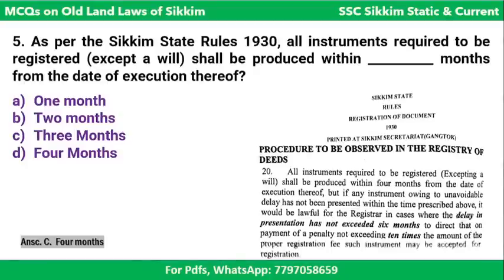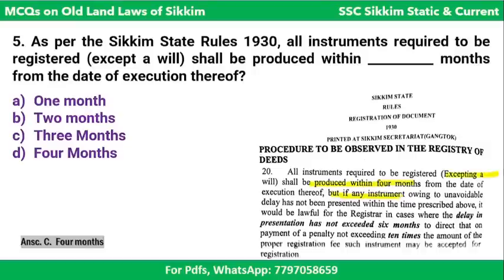The correct answer to this question is 4 months. So as you can see here, all the instruments required to be registered excepting a will shall be produced within 4 months from the date of execution thereof. But there is an exception, okay.